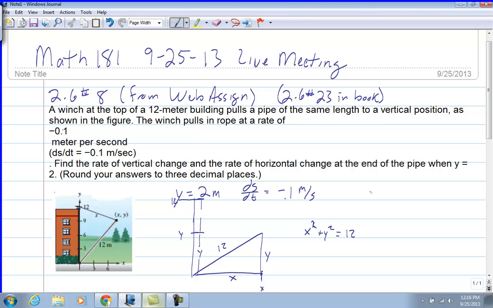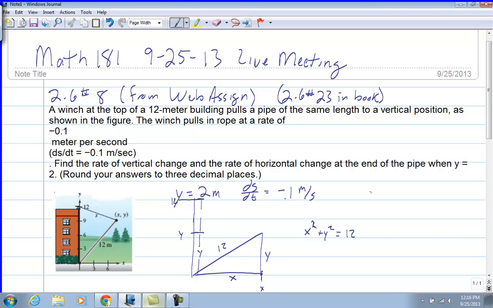A winch at the top of a 12-meter building pulls a pipe of the same length, so the pipe is 12 meters as well, to a vertical position, as shown in the figure. The winch pulls in the rope at a rate of negative 0.1 meters per second, and that makes our ds/dt be negative 0.1 meters per second. I put that down here.